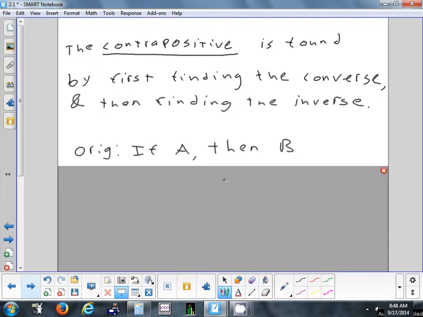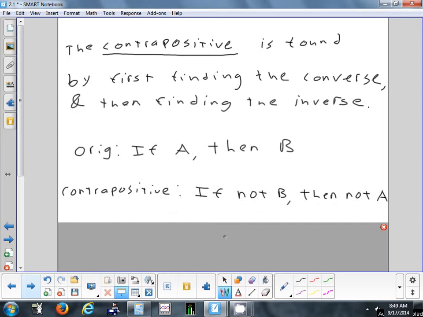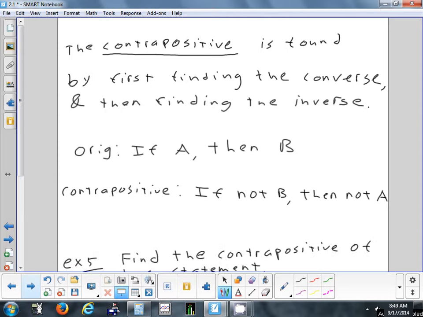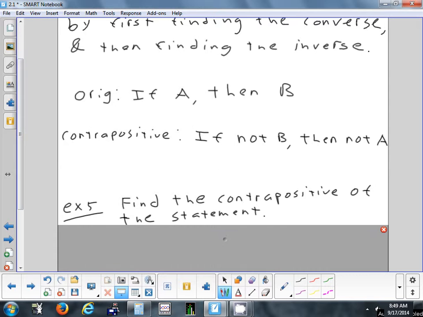So anybody think they could tell me, using if A then B, what the contrapositive would be? So find the converse of it, and then find the inverse of that. If not B, then not A. Right. If not B, then not A. Where A and B can represent whatever you're talking about in your particular example. Okay, so we'll do the same example one more time, so you can see all three ways of rewriting the same sentence.